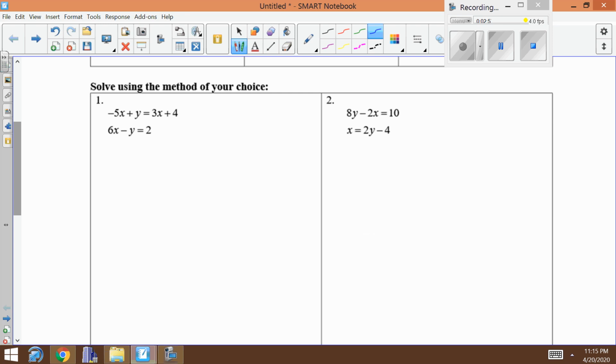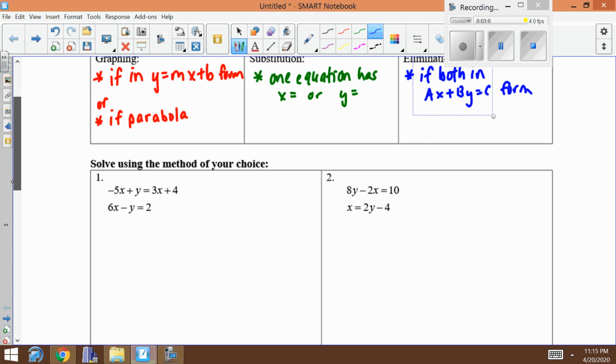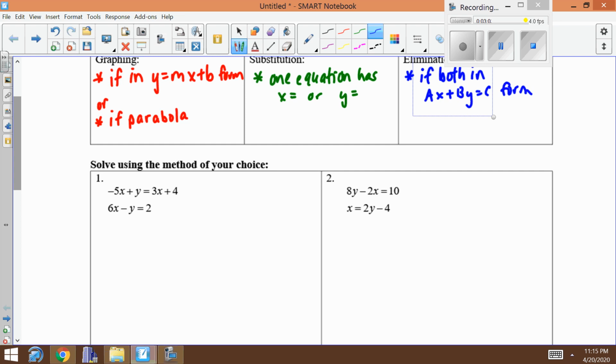So if I look at number 1 here, you could actually choose any of our 3 methods for this one. Pretty equally easy, but there's one that stands out to me the most. I first started to think, okay, well, they're both almost a y equals. Could I put them into slope-intercept form? Yes, but it takes a little bit more work, especially since this one here has a negative. So I'm not going to put it in slope-intercept form.